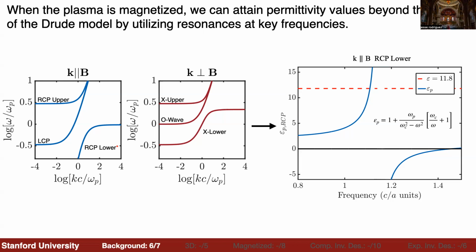And if you can utilize these resonances to tap into the whole range of permittivity values that you would want to get in the device. So by magnetizing plasma, you can take it even further. And we'll talk a little bit more about magnetized plasma devices later too.